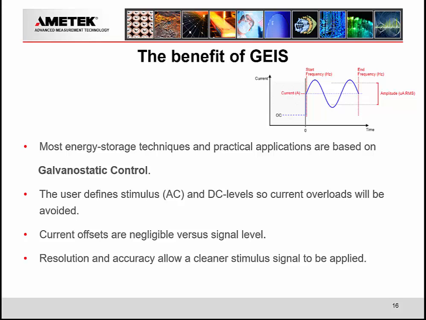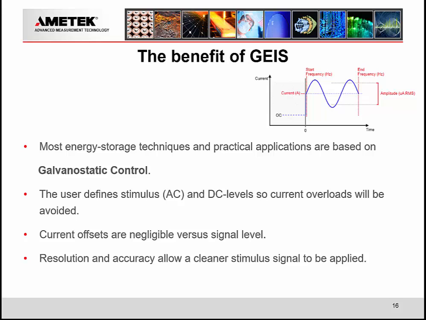The user gets to define the stimulus and DC levels so that current overloads get avoided. What I mean by this is the impedance of batteries is low. Right? We'll show impedances below 1 ohm and often below 1 milliohm. And if we don't already know the impedance of the battery before making the measurements, and I start putting a voltage on the battery, if the impedance is low enough, I very well may overload the current capability of the system.